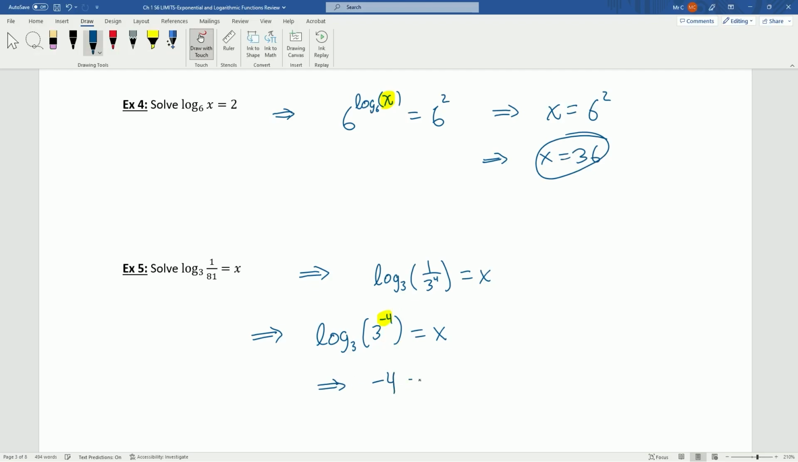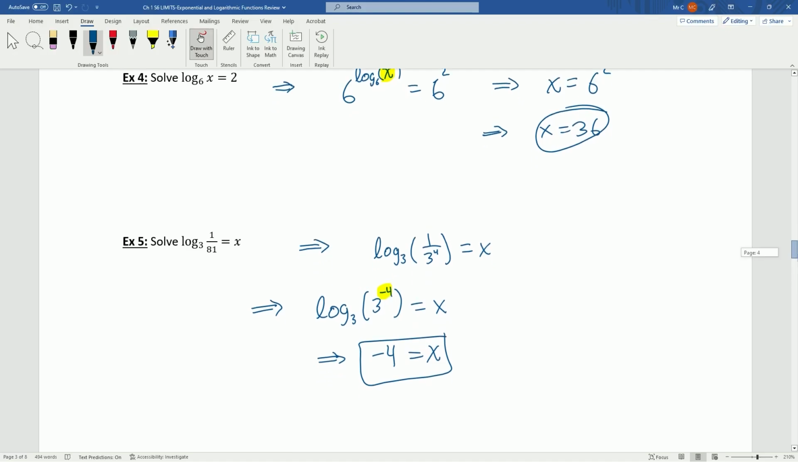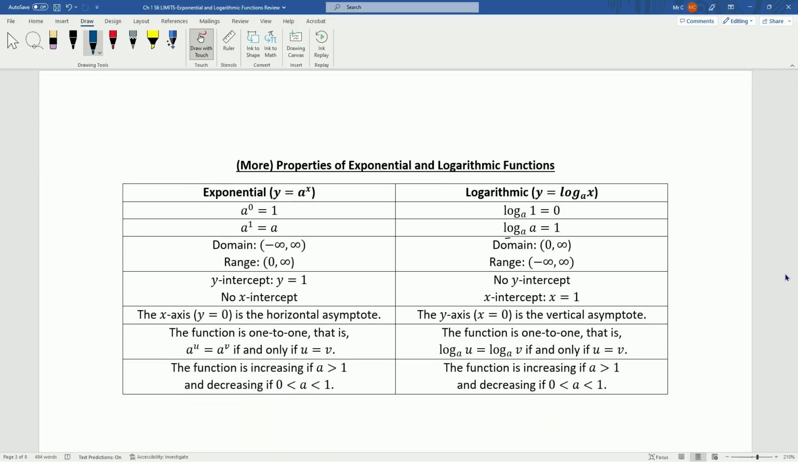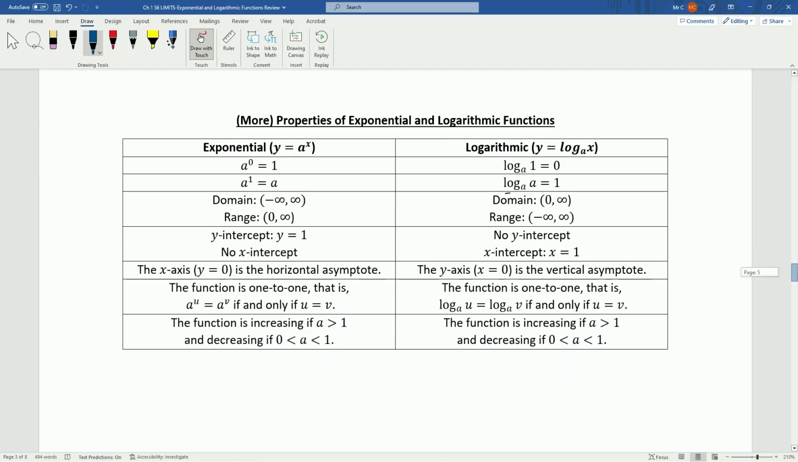Again, it's just the same thing over and over. All these problems have a different flavor. They look a little bit different, but they're the same question. It's just applying these definitions repeatedly. So let's go ahead and summarize some properties of exponential and logarithmic functions.